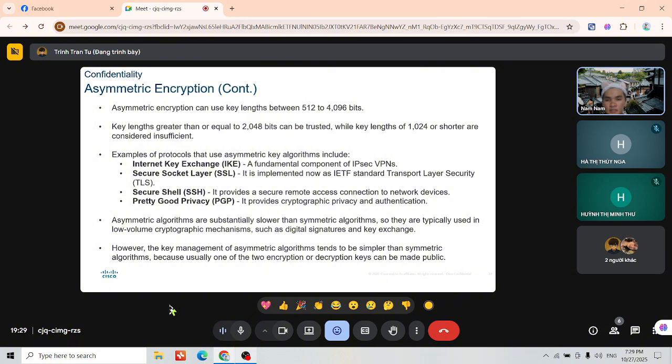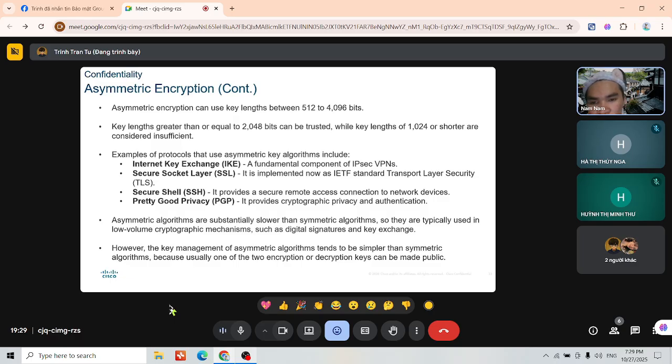Asymmetric algorithms can use key lengths between 512 to 4096 bits. Key length greater than or equal to 2048 bits can be trusted, while key lengths of 1024 or shorter are considered insufficient.